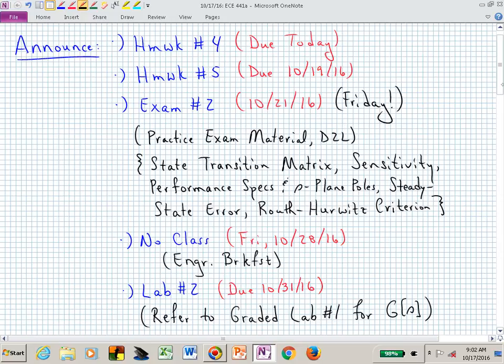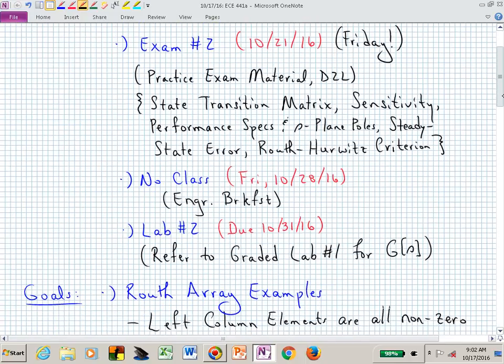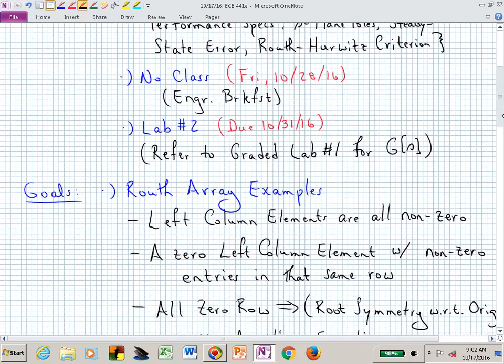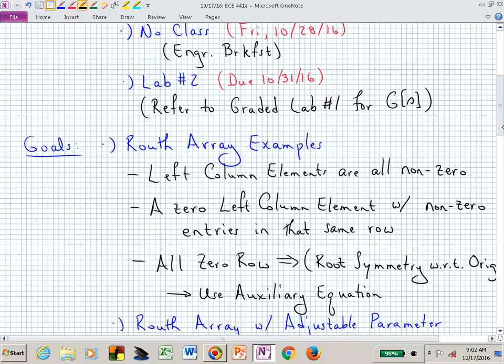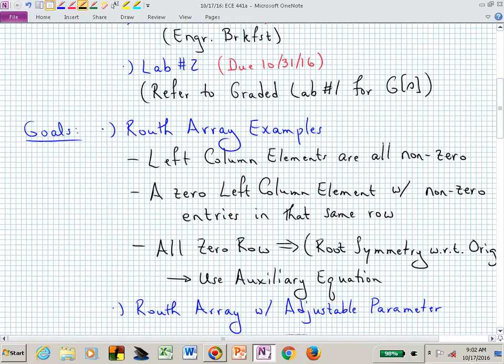The week following, on a Friday, is the homecoming weekend, and there will be no class on the 28th of October. Lab number 2 is due the following Monday, and you should refer to your graded lab number 1 to make sure that you're using the correct G of S, or you can fairly quickly in lab number 2 rerun lab number 1 for the data and collect that data and find your G of S that way.